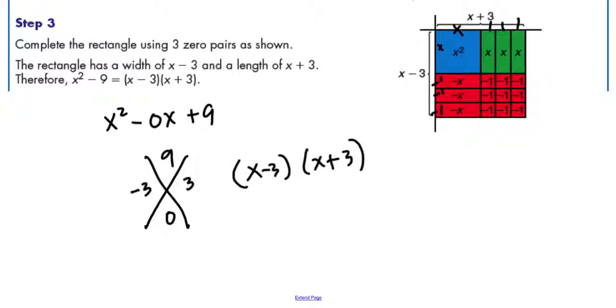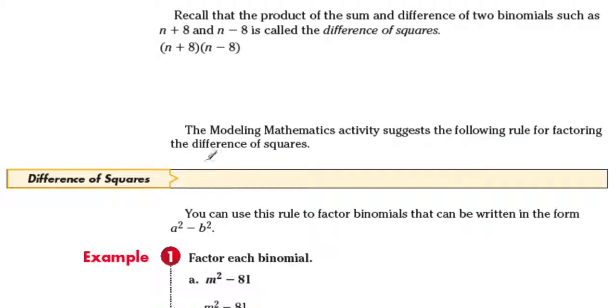But let's use a pattern here, which is a lot simpler than the power of x method. Recall that the product of a sum and difference of two binomials, such as n plus 8 and n minus 8, is called a difference of squares. Remember, we did this in chapter 9, special products, last section, and I told you not to forget this. So n plus 8 times n minus 8 gives you n squared minus 64 using the FOIL method.